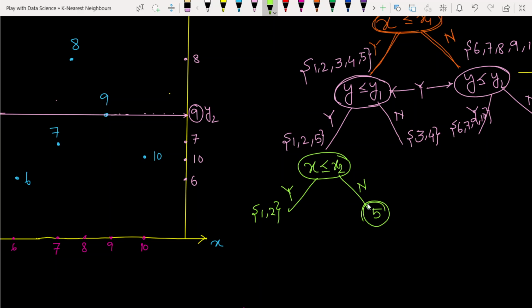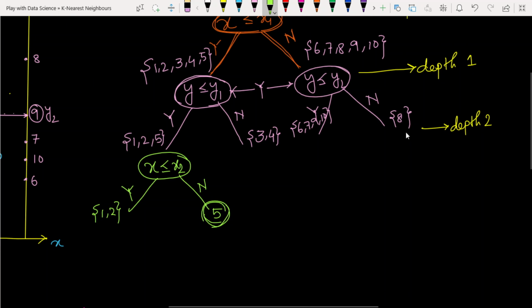We stop this loop because we have reached a single point. The same process continues for each part until we reach a single point. Here we have reached a single point, so we stop. We continue until we reach the leaf node. This is simply called the leaf node.